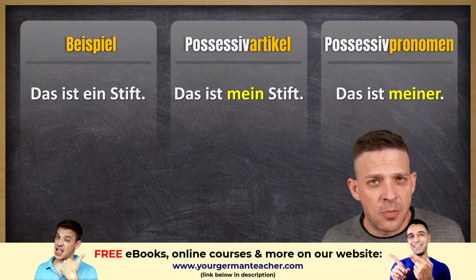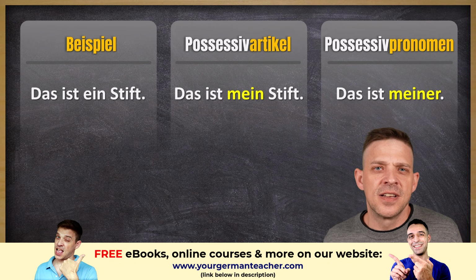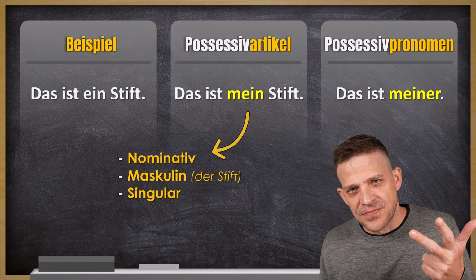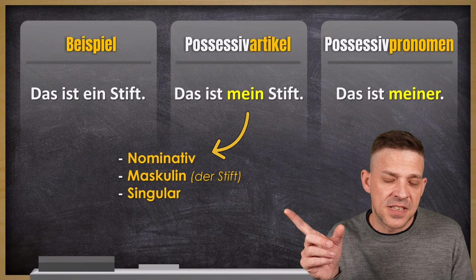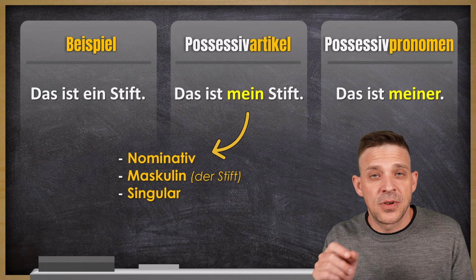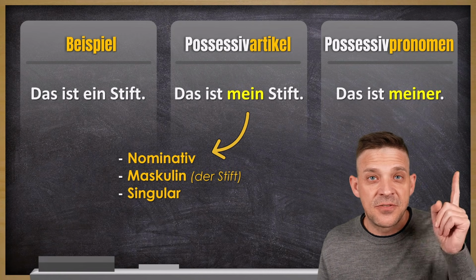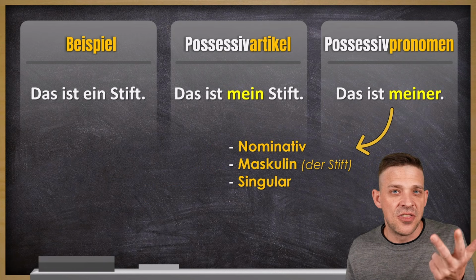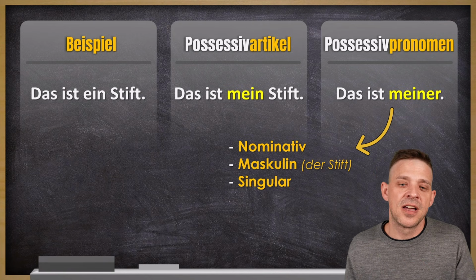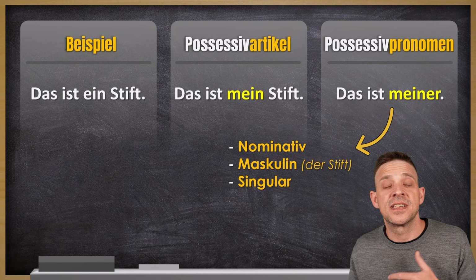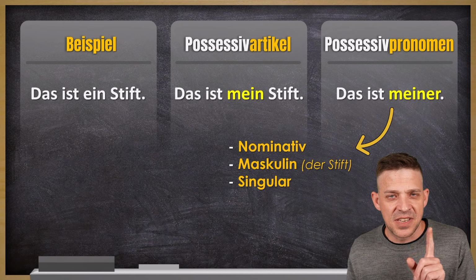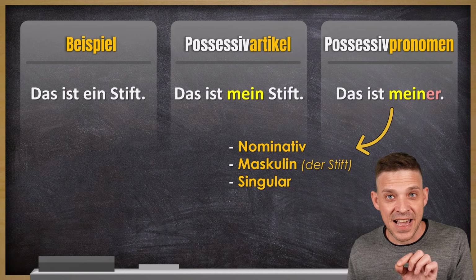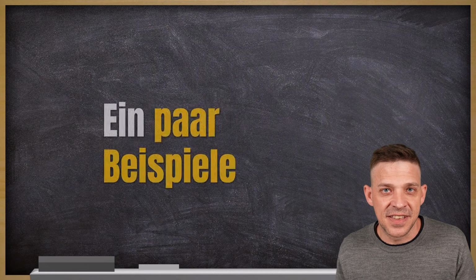Now, since you most probably already know about possessive article, you know they also change according to case, gender, and number. Here we have nominative. Das ist mein Stift. Das ist im Nominativ. It's masculine because it's der Stift and it's singular. Possessive pronomen, they are also declined depending on case, gender, and number. So here, same thing, nominative, masculine und singular, which becomes this meiner. But here you see there is a difference. Possessive article is mein, possessive pronomen is meiner. And more about those endings later in this video.